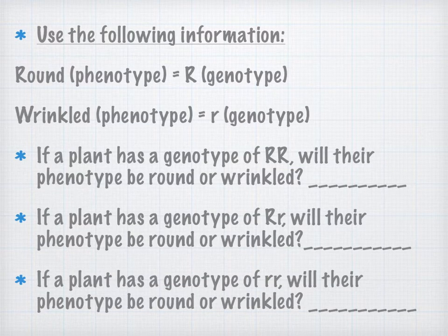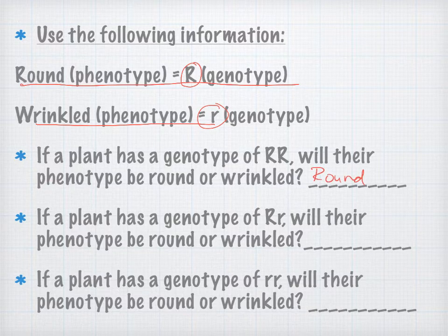So for this, the round phenotype is dominant, capital R would be dominant. The wrinkled phenotype would be recessive, lowercase r being recessive. So if a plant is a genotype of RR, meaning it's homozygous dominant, will the phenotype be round or wrinkled? Well, since it has the dominant trait, in this case homozygous dominant, it would be round.